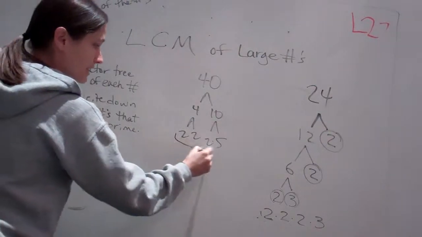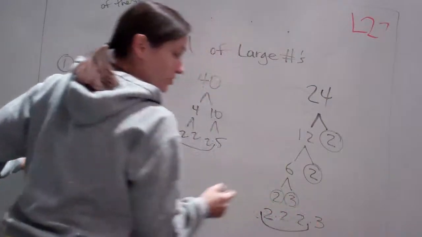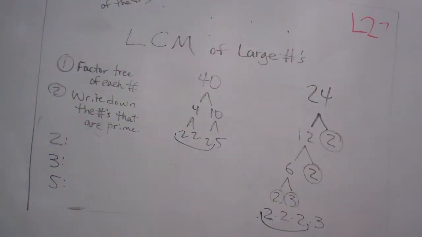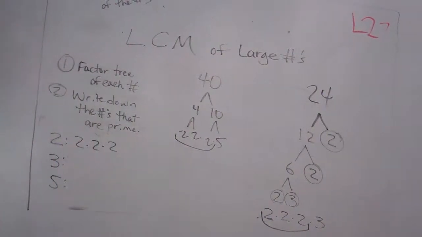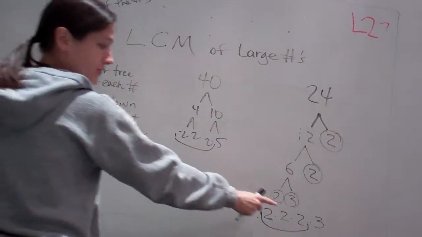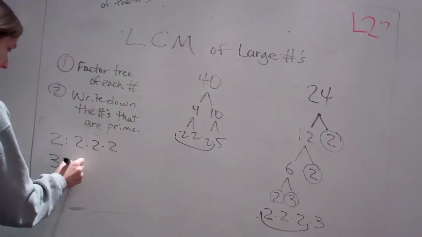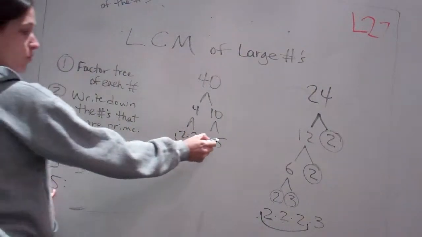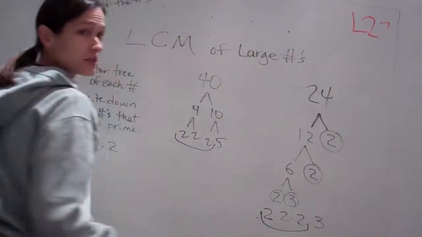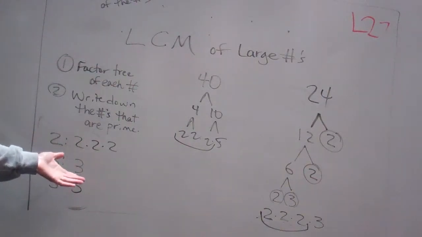2s. This one has how many 2s? 3. This one has how many 2s? 3. So which one should I take? Either one. The one with 3. So 2 times 2 times 2. Now let's take 3. This one has 0 3s, and this one has 1 3. Which one should I take? The one that has 1. 5. This one has 1 5. This one has no 5s. Okay, that makes a lot of sense. 5. Got it?